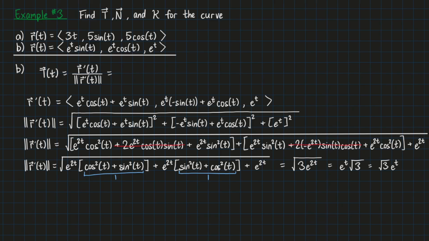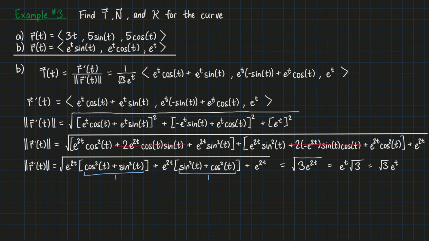So for the unit tangent vector T, like we did in part A, we can take the reciprocal of the magnitude of r prime of t and multiply that to the numerator. The reciprocal of the magnitude of r prime of t is 1 over square root of 3 times e to the t. And then here's r prime of t.